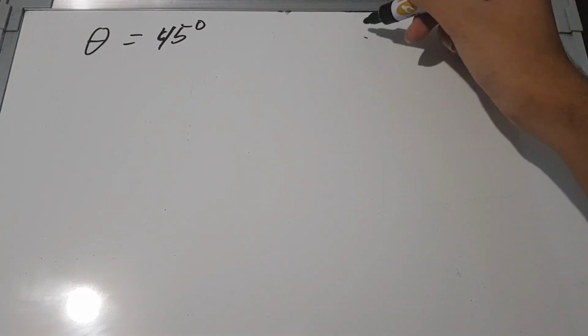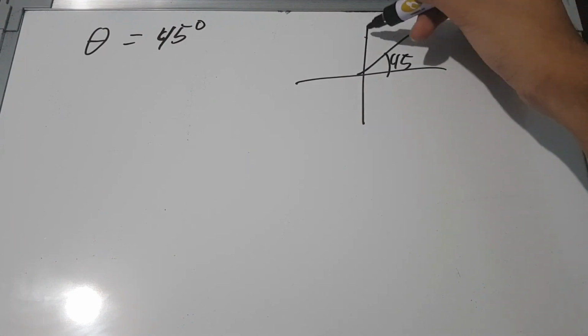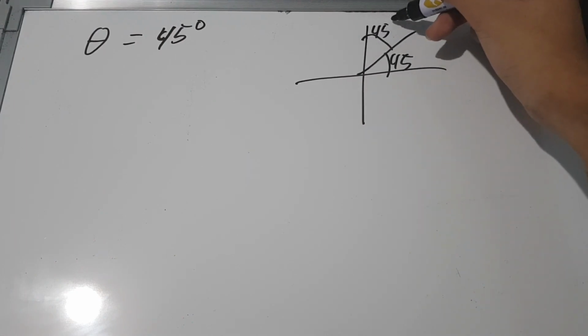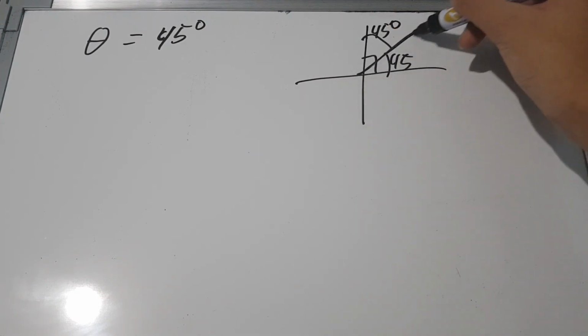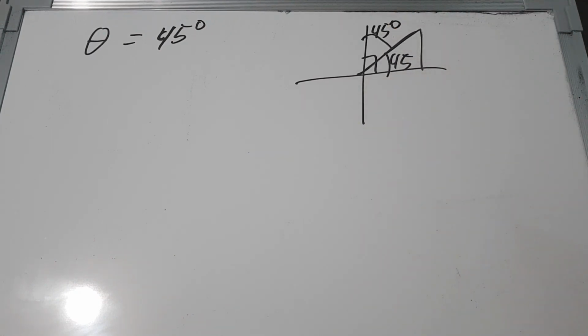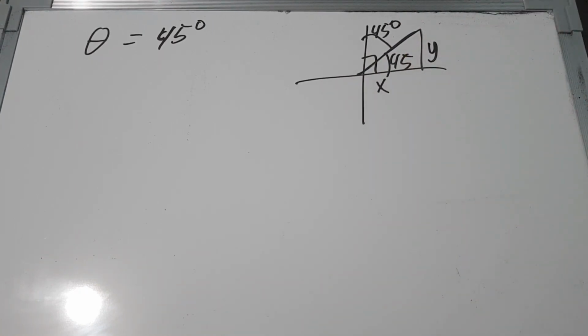Theta equals 45 degrees. Find the values of the 6 circular functions. Now we can say that if theta is 45 degrees, the other acute angle will also be 45 degrees in order to form a right triangle. This also means that it forms an isosceles right triangle wherein x is equivalent to y.